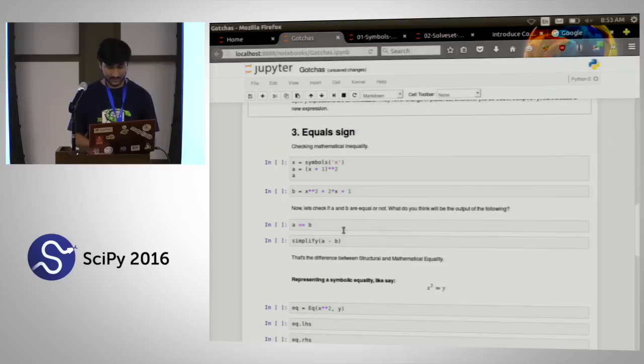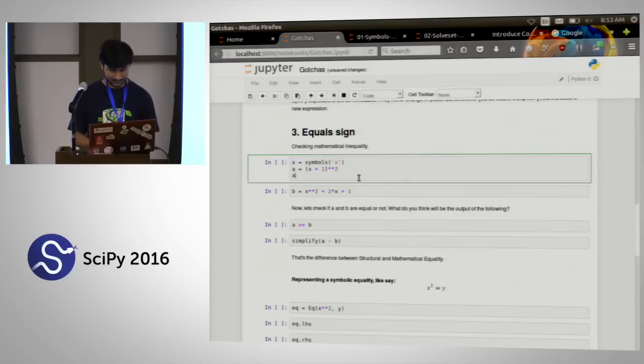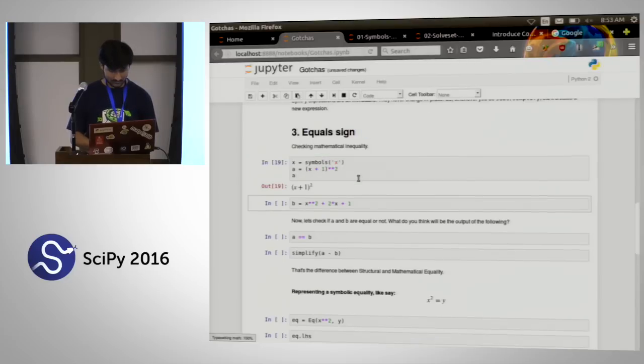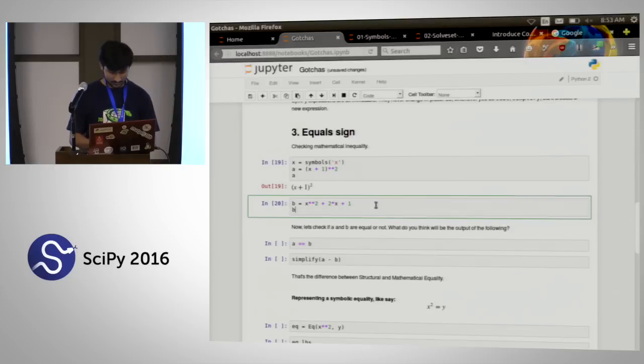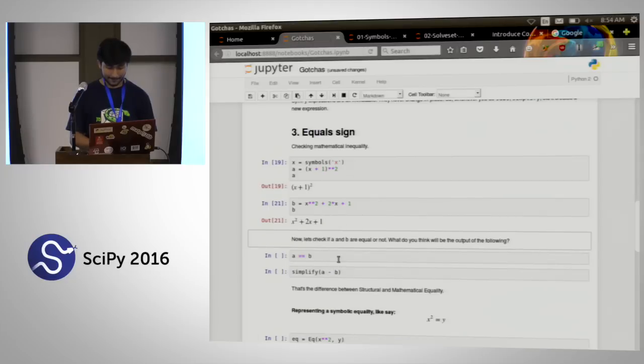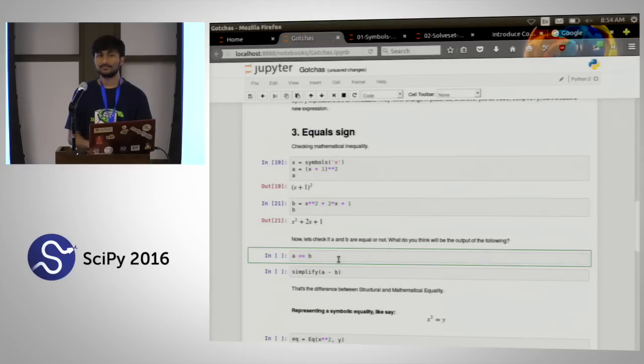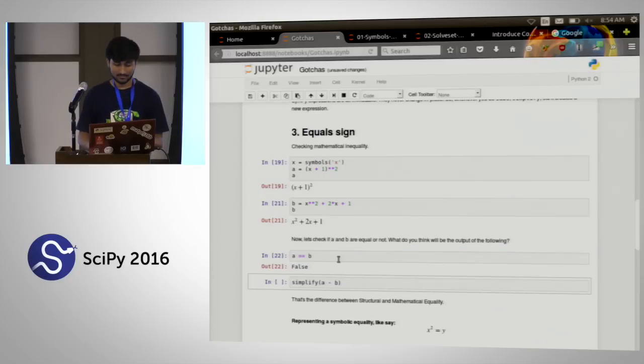So the next gotcha is the equal sign. So I define a SymPy expression a is equal to (x plus y plus 1) whole square, and then another expression, and what do you think this will give? False.